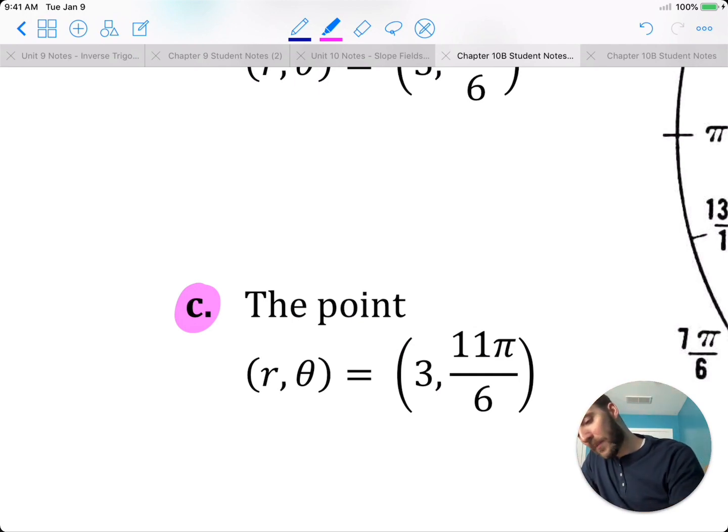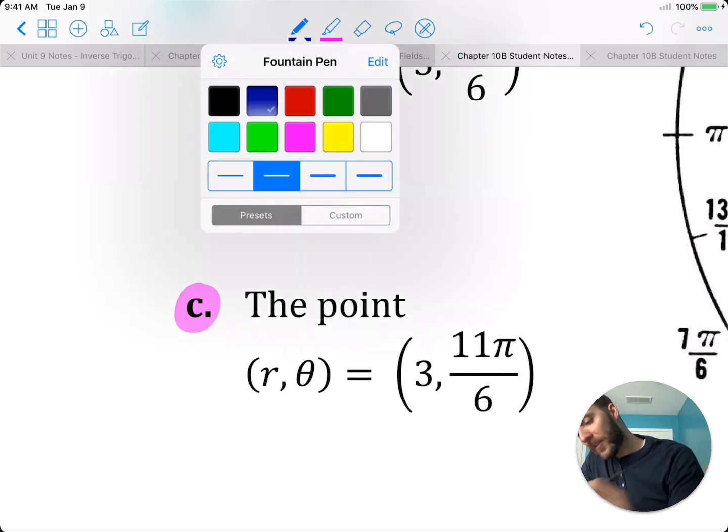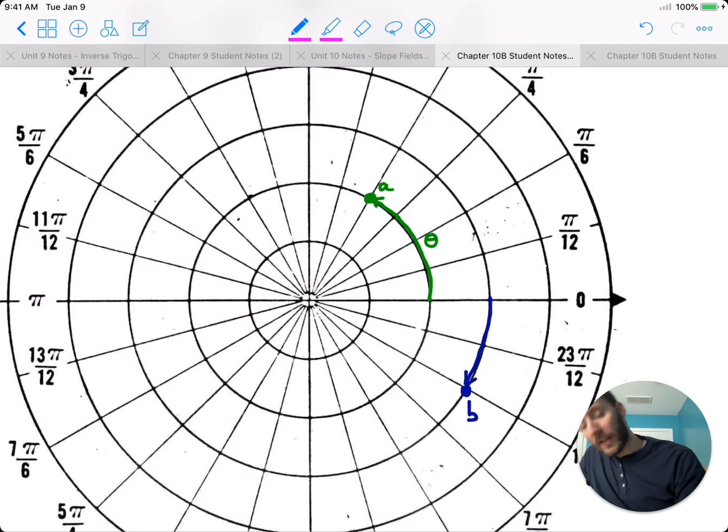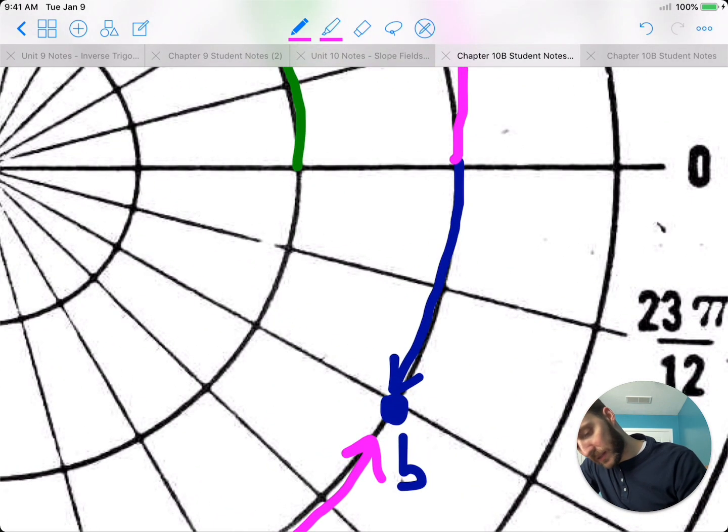So (3, 11 pi over 6). So the third circle, 11 pi over 6 in the counterclockwise direction. So up, around, kind of taking the scenic route to the same point, point B. Alright, so two different ways to get to the same location.